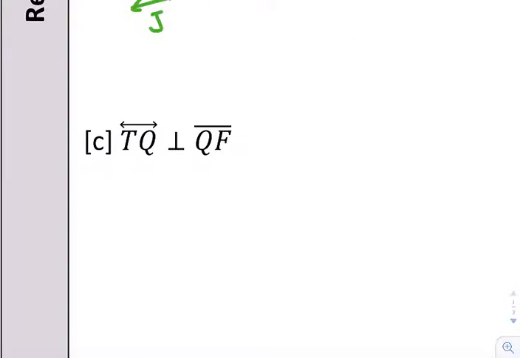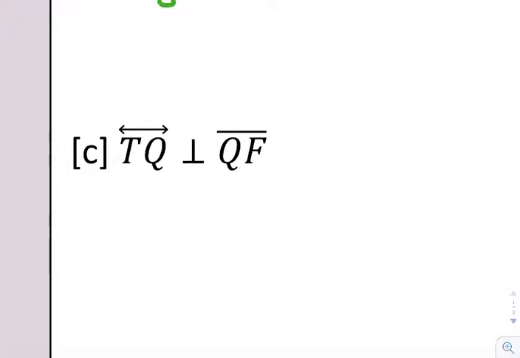Okay. So on this last one, again, interpreting first the symbols, we have this line TQ. So we have this T, we have this Q. It's a line, so it passes through both points. Perfectly straight, no problem at all. Then we have this other thing, QF. That's going to be a line segment.